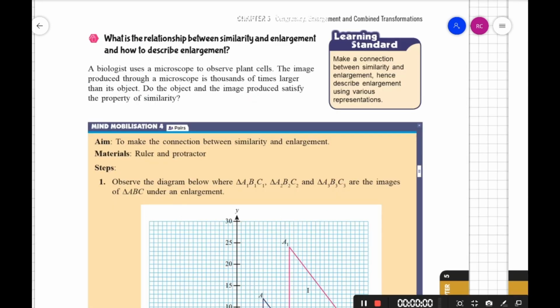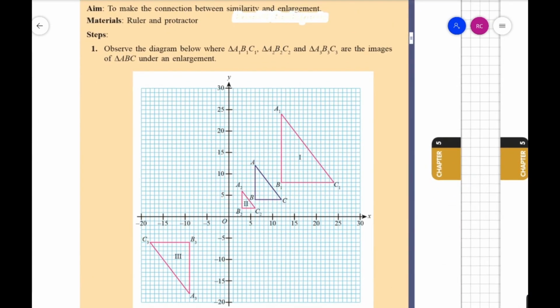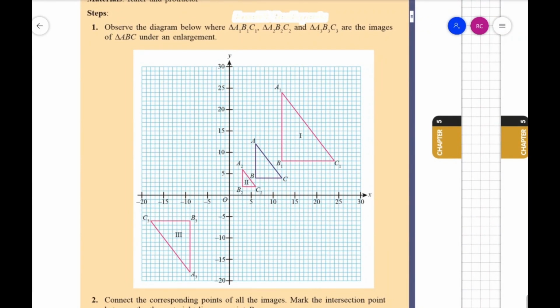Now we are going to look at the relationship between similarity and enlargement and how to describe enlargement. From this activity that you have in your book, they ask you to observe. After that, you have to connect all the corresponding points of all the images and then mark the intersection point between the three straight lines as point P. So we are going to join all the vertices together. So we will have a line like this. Therefore, the intersection point over here is point P.